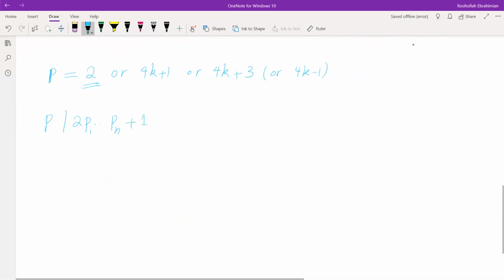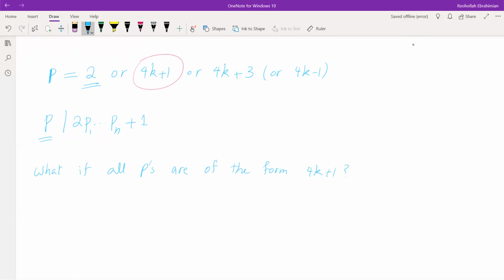Now I can make sure that P is never 2. But maybe all of the primes are of this form. So now the question is this: what if all P's are of the form 4k plus 1? So what if every single prime factor of this number right here is of the form 4k plus 1? Then that means the number 2 times P1 through Pn plus 1.